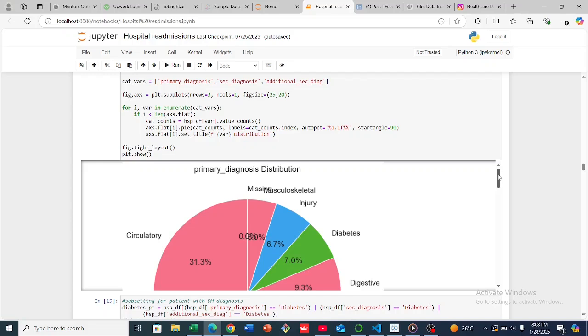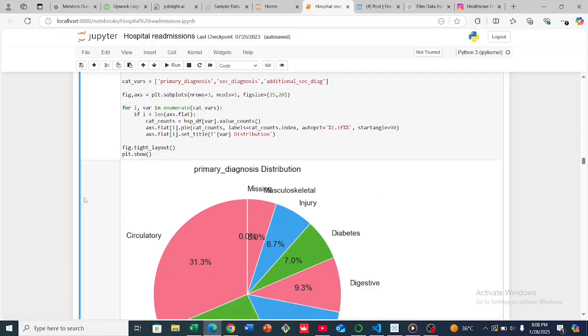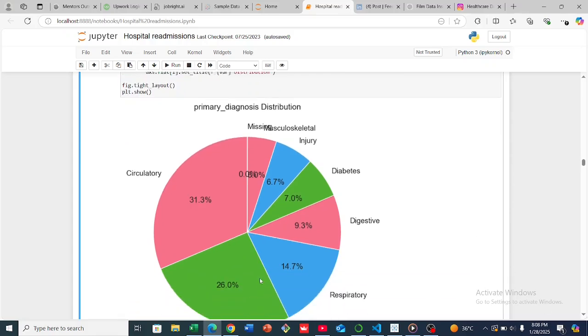Okay, so I also used a for loop to iterate through the array of variables we've created, which is cat_vars, and I used this block of code to create this pie plot. Let me go ahead and click on this so that we can see the full visualization of this plot. From our primary diagnosis, you can see circulatory was 33.3%, missing is 0.0, musculoskeletal is about 6.0, injury is about 6.7, diabetes is just taking about 7.0%.